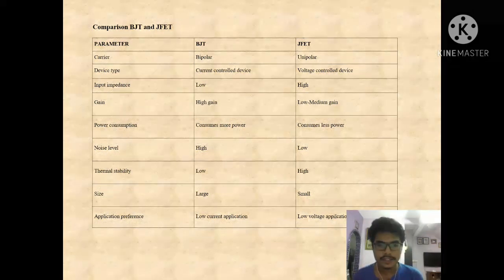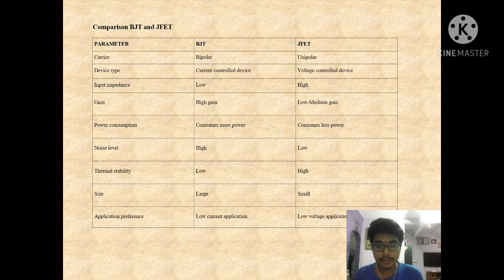So first thing, carrier. The carrier for BJT is bipolar, while the carrier for JFET is unipolar. And the device type for BJT is a current control device, while for JFET it's a voltage control device. The input impedance in BJT is low, and the input impedance in JFET is high. BJT has higher gain, and JFET has low to medium gain. So the power consumption of BJT, it consumes more power, while JFET consumes less power.